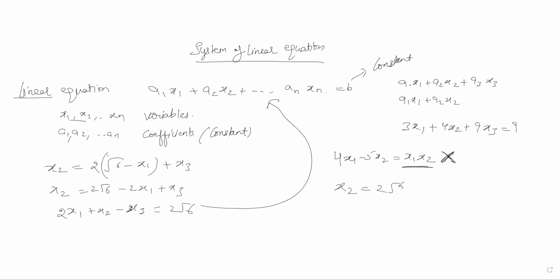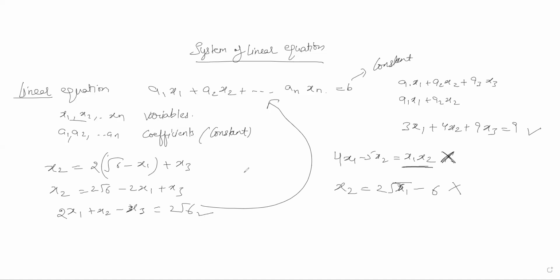One more equation I am writing, you have to tell whether it is linear or not. x2 is equal to root x1 minus 6. Is this a linear equation? This is again not linear because it is root x1. Power is x1 to the one half, because it is the square root. So it is again not a linear equation, right? So this is one of the linear equations that I have written, right?